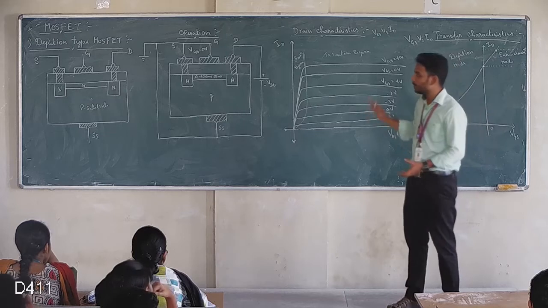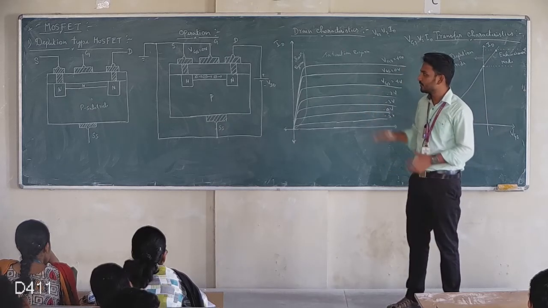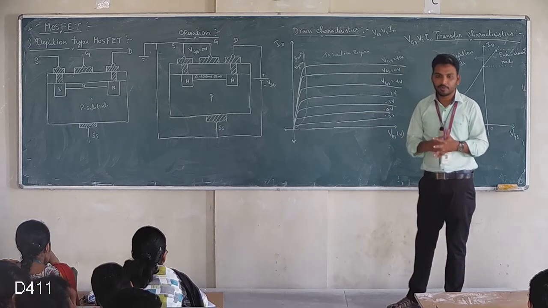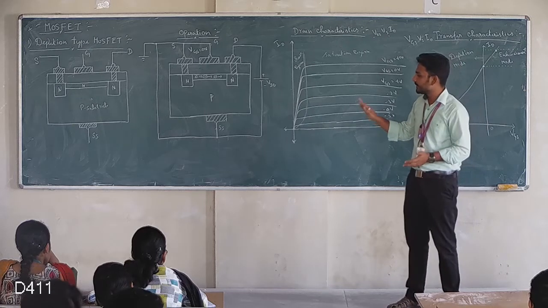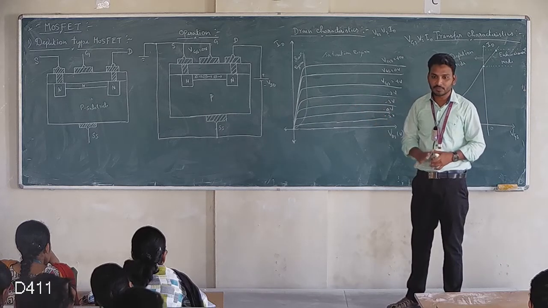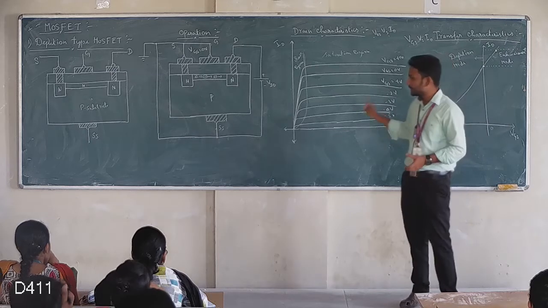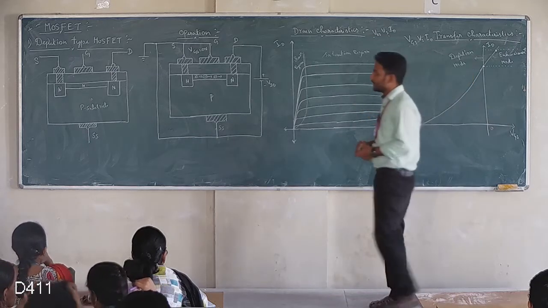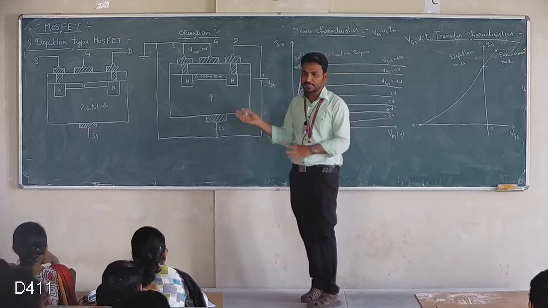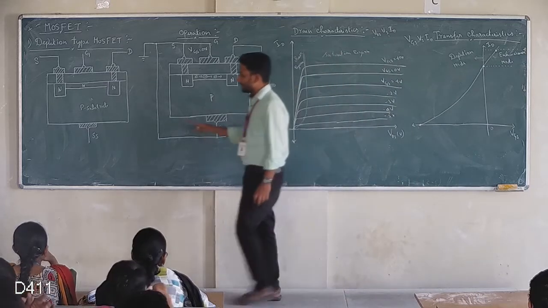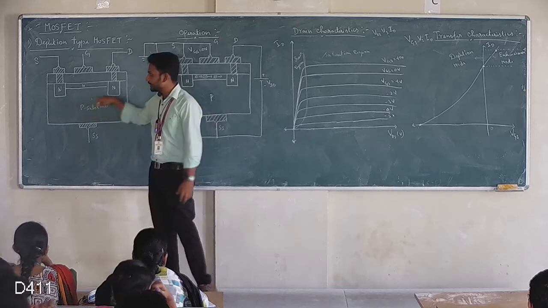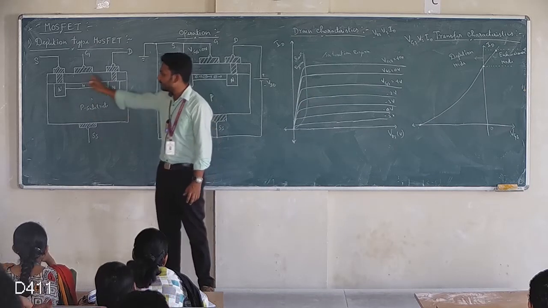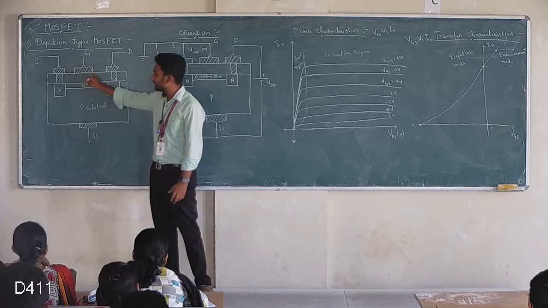Next we will move to the MOSFET. In MOSFET, first we will see the depletion type. This is a different structure compared to JFET. Already we know that the JFET structure is like a PN junction diode, but MOSFET is a completely different structure. We take one P-type substrate, and on the P-type substrate we have three terminals: source, gate, and drain.